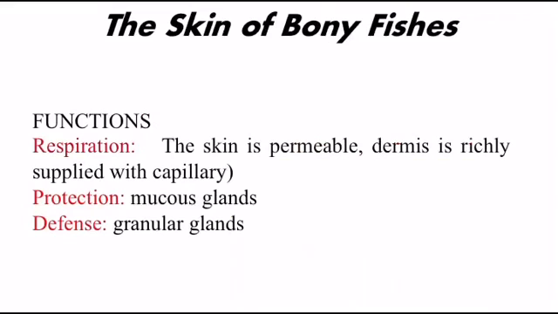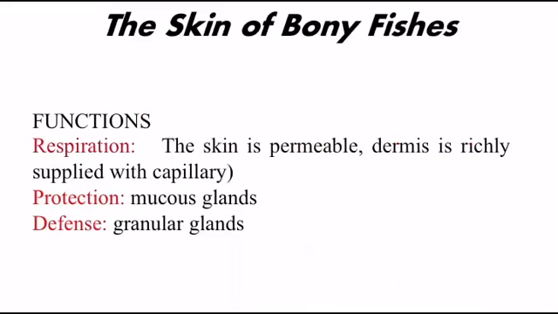The skin of bony fish performs various functions. The skin of bony fish is permeable, so it performs the function of respiration. The bony fish skin is permeable and functions in gas exchange, particularly in smaller fishes that have large skin surface area relative to body volume. The dermis is richly supplied with capillary beds to facilitate its use in respiration.